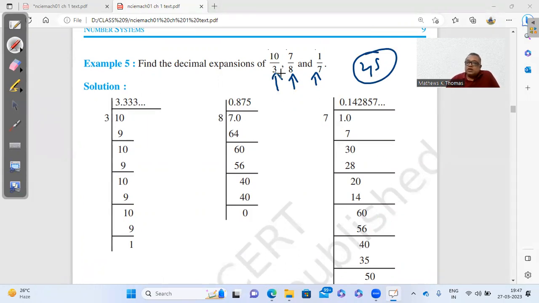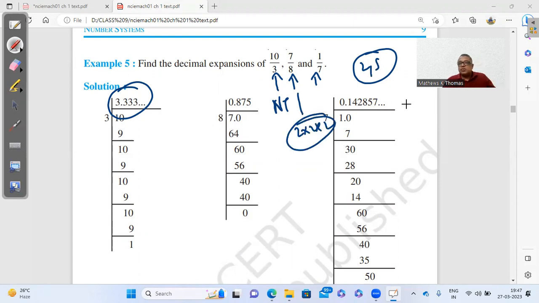So 3 is not made up of 2s and 5s. This is going to be a non-terminating number. So we had a non-terminating repeating number. 8, if you see, is 2 into 2 into 2. It is made up of 2s. The rule says you can have a combination of 2s, or a combination of 5s, or a combination of 5 and 2. Whenever you have these sort of combinations as the factors of the denominator, then it will be a terminating number. 1 by 7, not made up of 2s and 5s, is going to be non-terminating repeating.